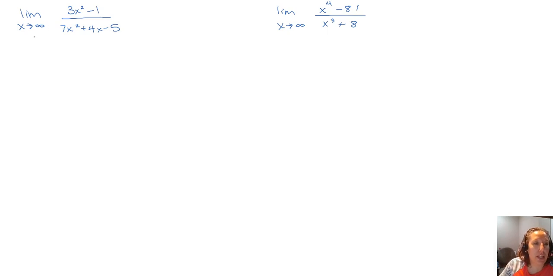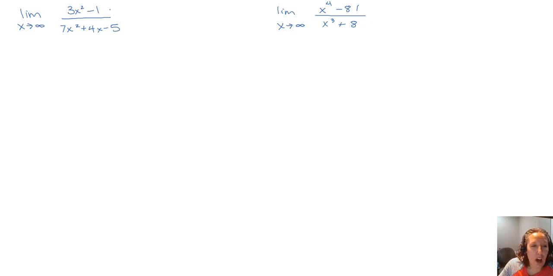So anytime you have the limit as x approaches infinity, again, the first thing you want to do is ask what's happening as our function is going to infinity. As x gets bigger and bigger and bigger, we're going to have x squared, which is going to make it even bigger, times 3, which is going to make it even bigger, and that negative 1 isn't going to really do a whole lot.